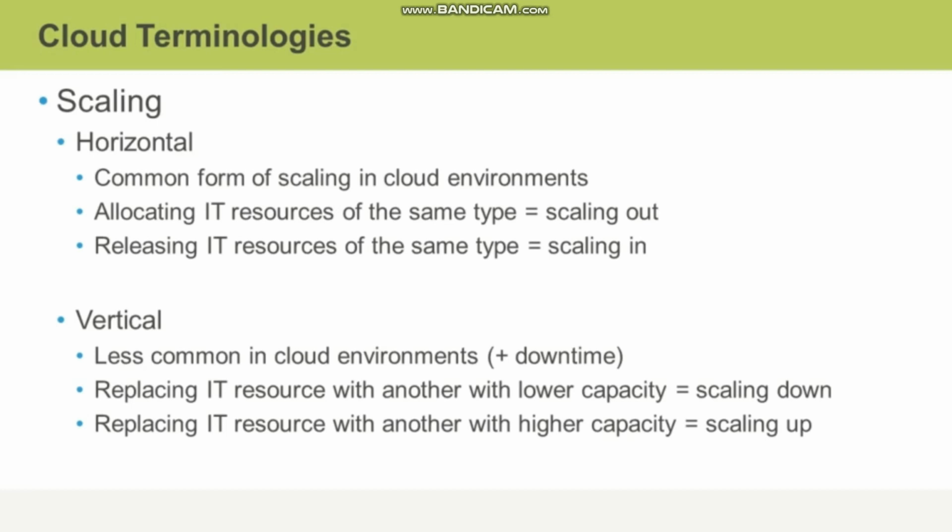That's scaling in. Vertical is a little less common in the cloud environments because it usually refers to having some kind of downtime, but this is replacing IT resources with another lower capacity system is referred to as scaling down, whereas again the exact opposite is to scale up, and that's replacing IT resources with another higher capacity. So it's not so much a matter of how many, but better resources, faster systems, more storage, things like that.